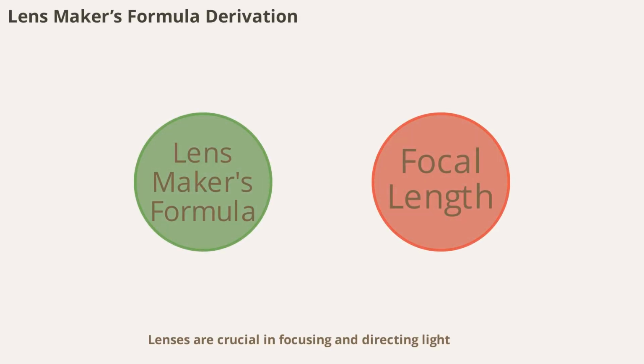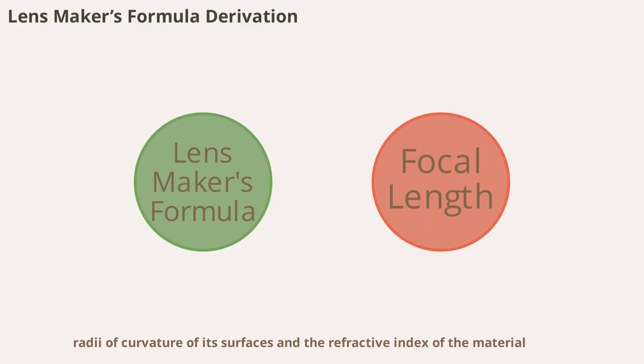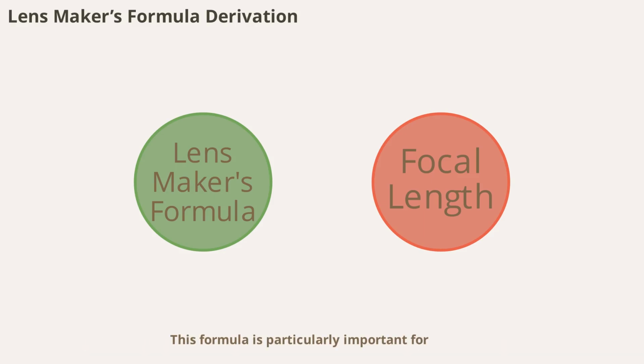Lenses are crucial in focusing and directing light. The lens maker's formula connects the focal length of a lens to the radii of curvature of its surfaces and the refractive index of the material. This formula is particularly important for manufacturers who design lenses for glasses, cameras, and microscopes. Understanding this relationship allows for precise control over how a lens bends light to form images.